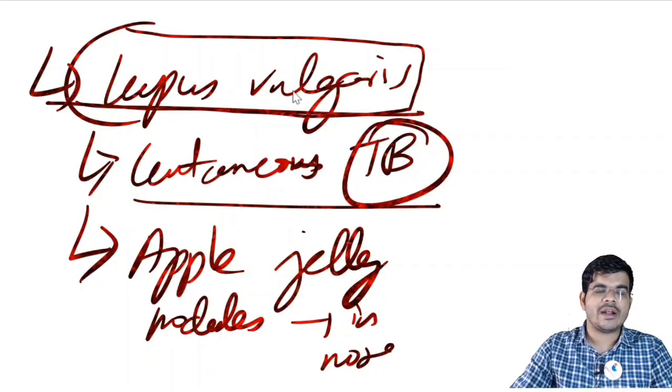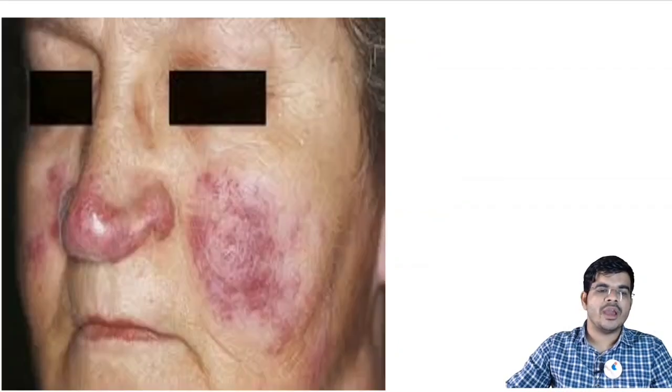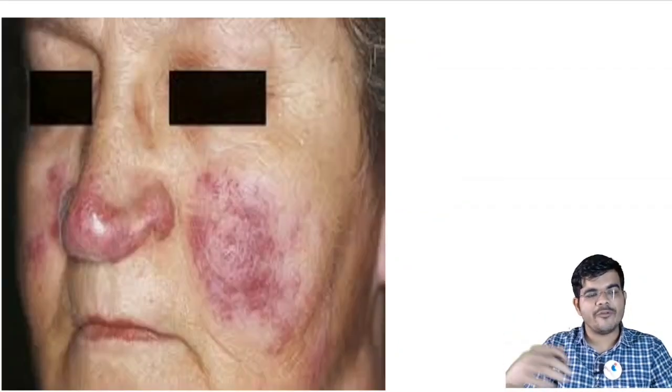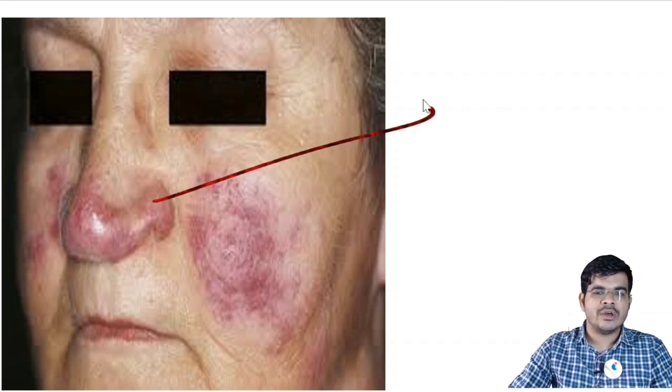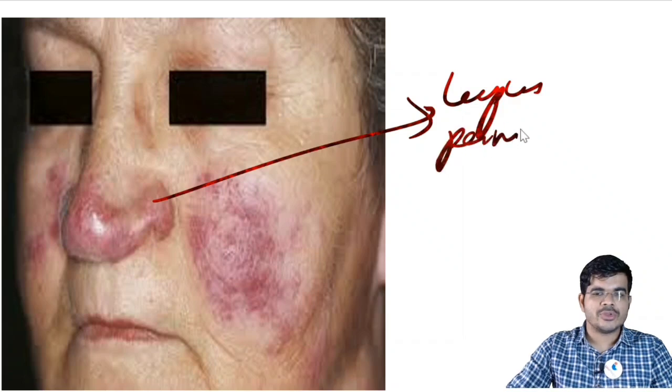Okay, and don't get confused. The lupus vulgaris is not the same as lupus pernio. Okay, lupus pernio is another different condition. What is this lupus pernio? You can see a violaceous patch on the nose and over the skin of the cheek, right? So this is what is called lupus pernio. Okay, so where will you see this lupus pernio?